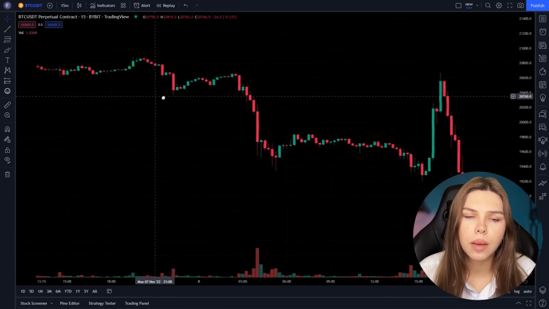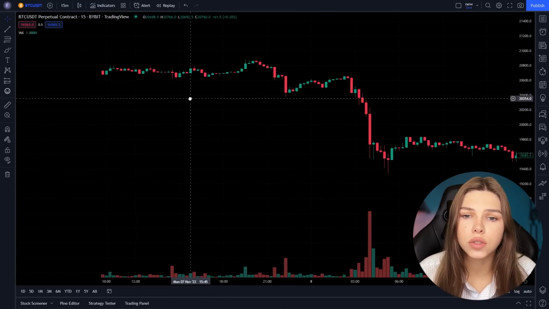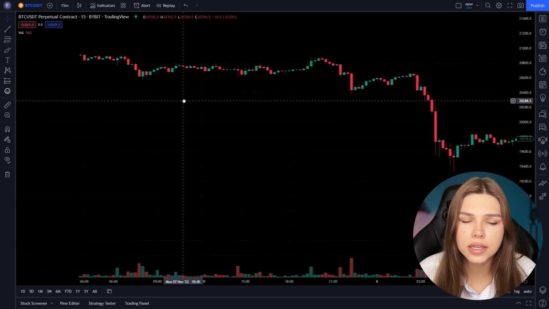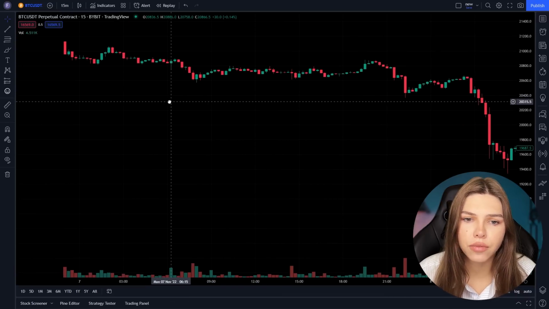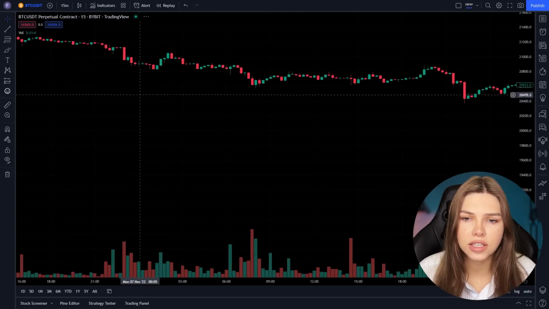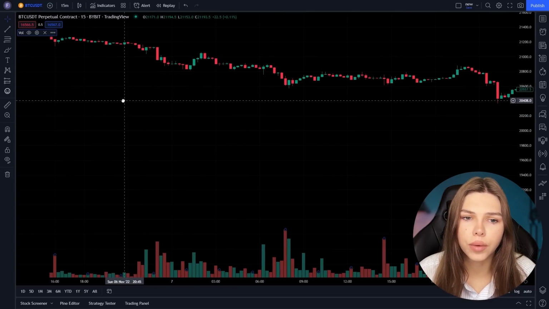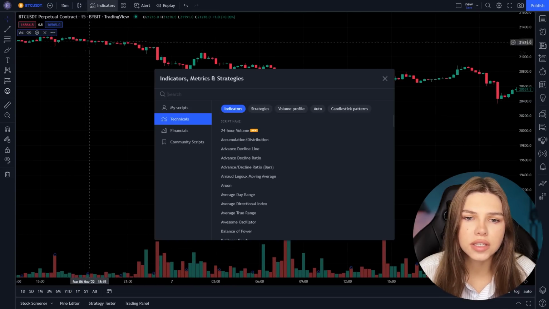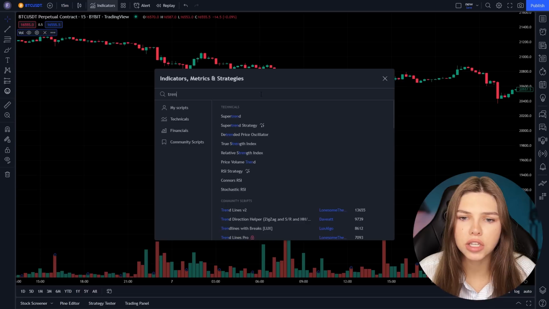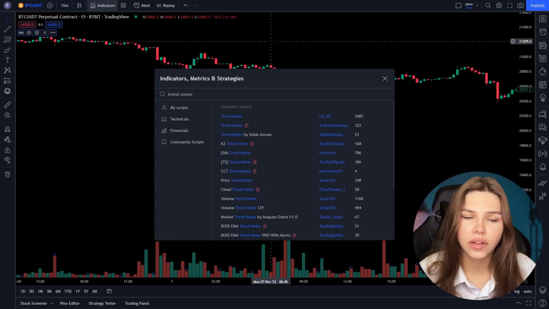So when you load up TradingView, this is what it's going to look like on regular candlesticks and the 15 minute time frame. Now we're going to add the indicators that I've explained before. For this, we'll go into the indicators tab and search trend meter. This one right here by ellyj_MC.